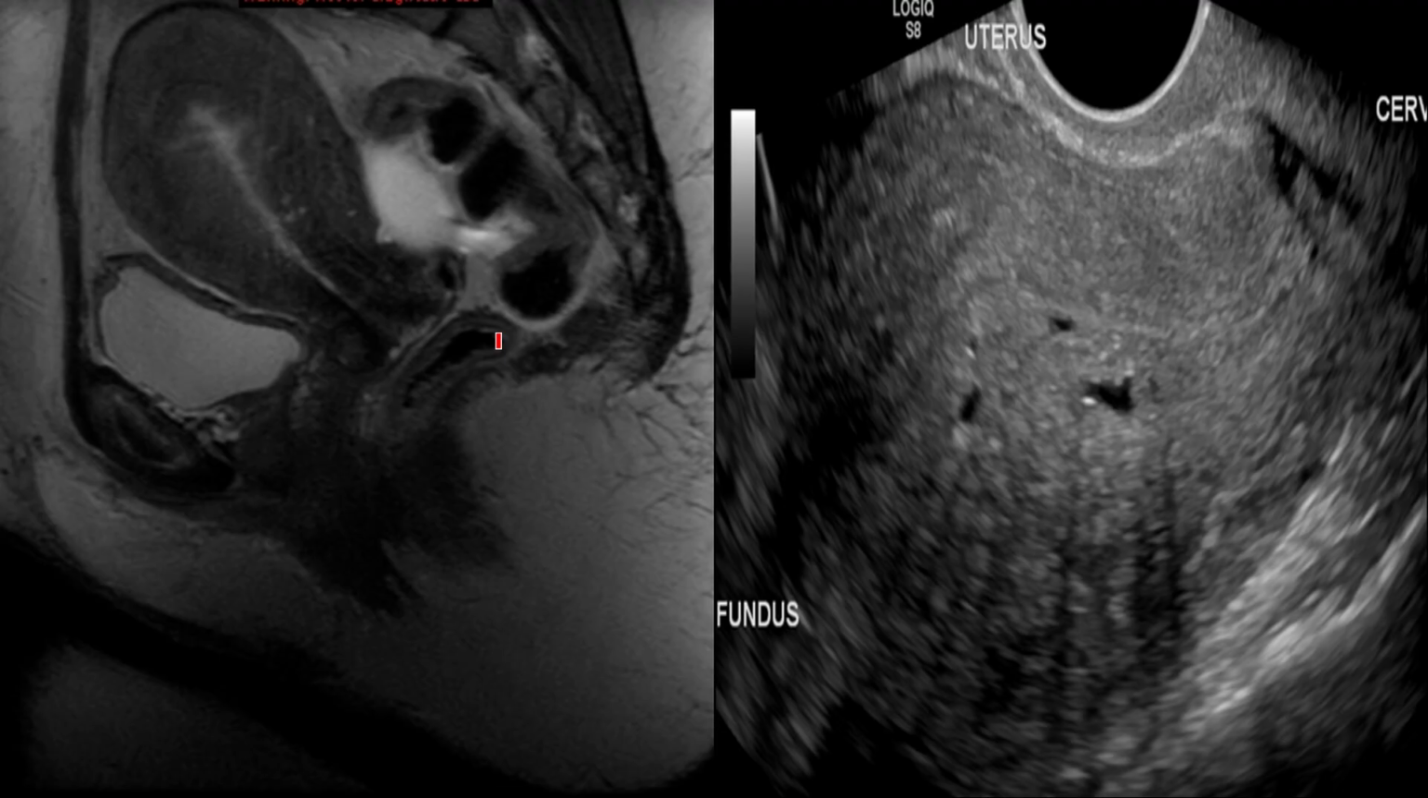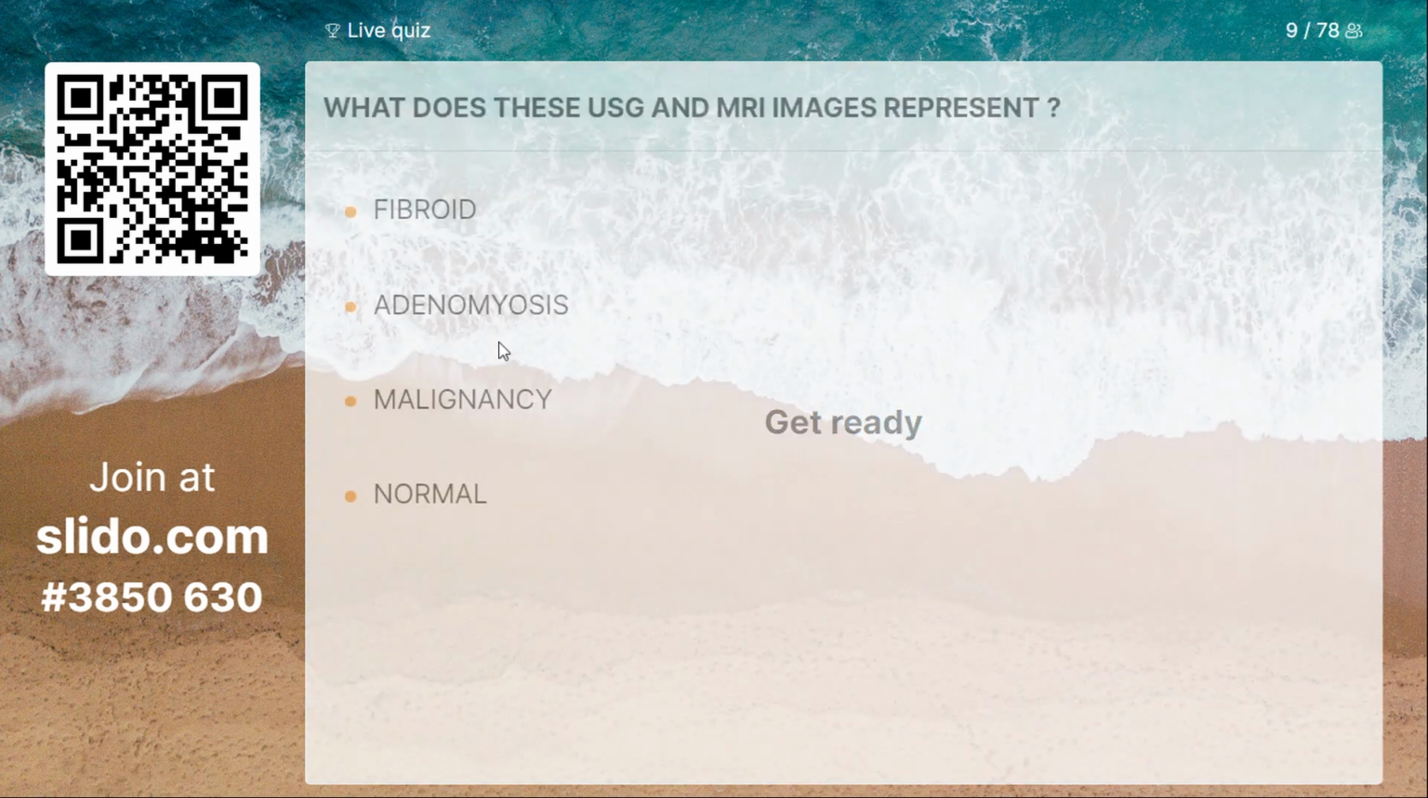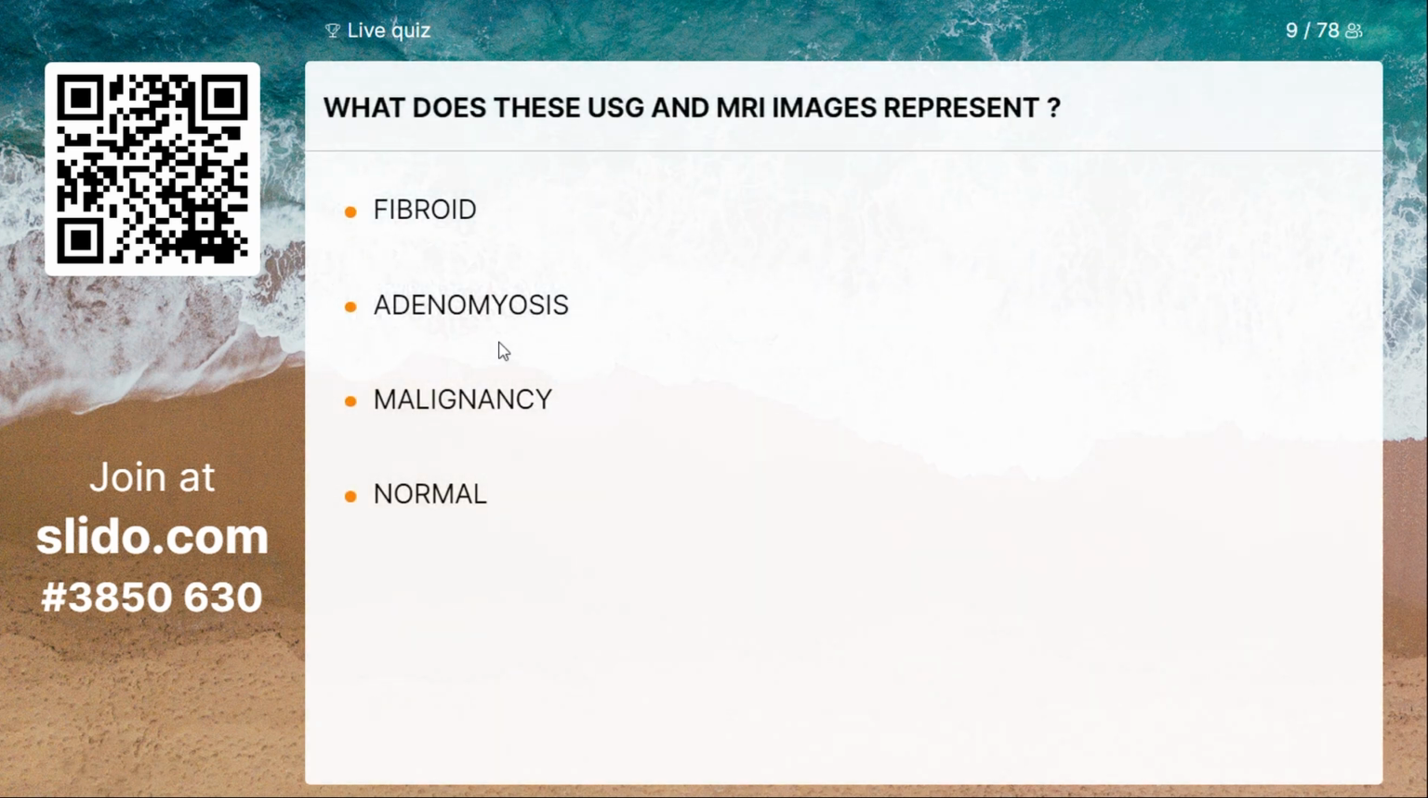So here is another case. It has an MRI and an ultrasound of the same diagnosis. So the MRI shows the uterus in a sagittal scan, and the next one is the uterus on a transvaginal scan. So there is an abnormal uterus here. So what is this? Is it fibroids? Is it adenomyosis? Is it malignancy? Or is it a normal scan?